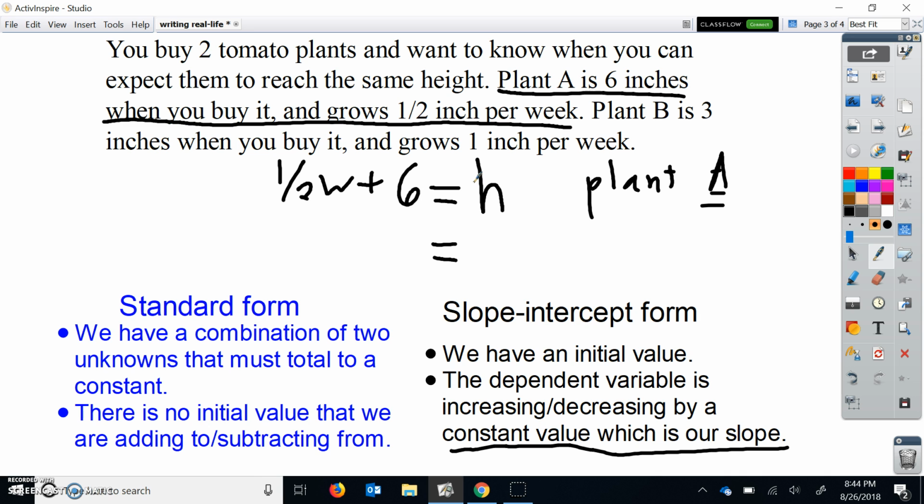So then plant B is pretty easy. We got 3 inches when you buy it. Okay, there's my y-intercept. I'm starting with 3. And it's growing an inch per week. And then there's my equation.